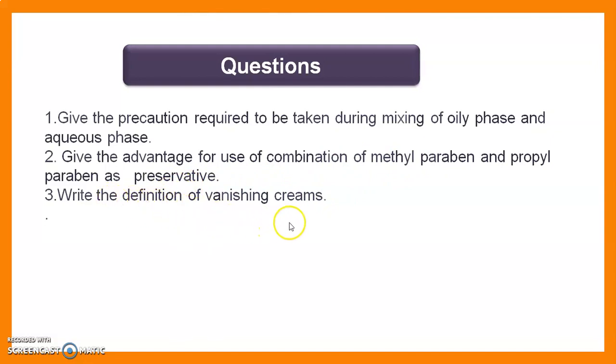Then write the definition of the vanishing cream. Vanishing cream is an oil in water type of emulsion. When we apply it to the skin, it produces a thin film on our skin and it evaporates, though it is an oil in water type of emulsion. That's why it is known as the vanishing cream. The cream vanishes.